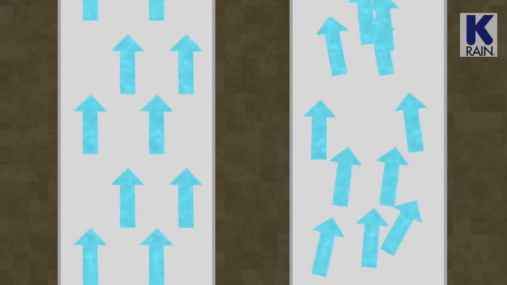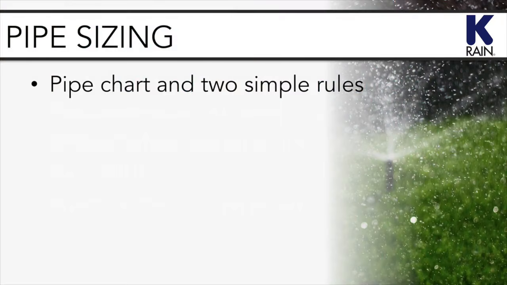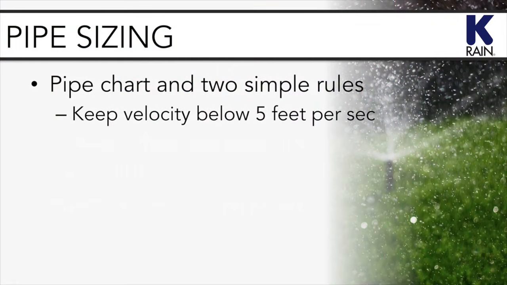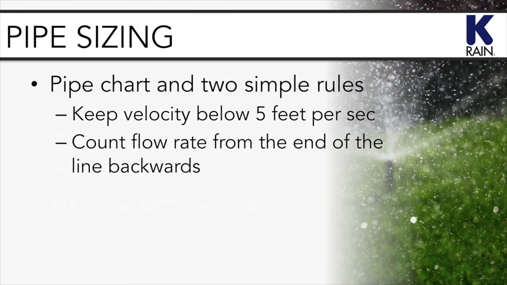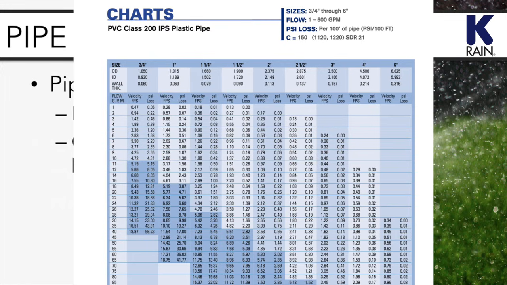To properly size the pipe, you'll need a pipe chart and 2 simple rules. Keep the velocity below 5 feet per second, and count flow rate from the end of the line backwards. You'll notice on the pipe chart that some values are darker than others. The line between them is at 5 feet per second. This is the point where the velocity causes friction loss too high for efficient system design.